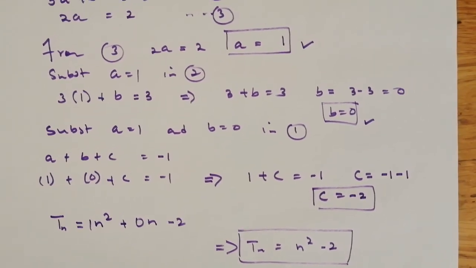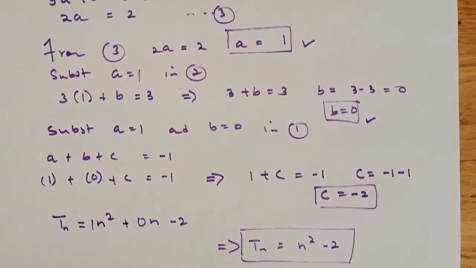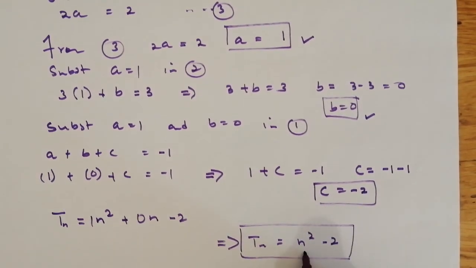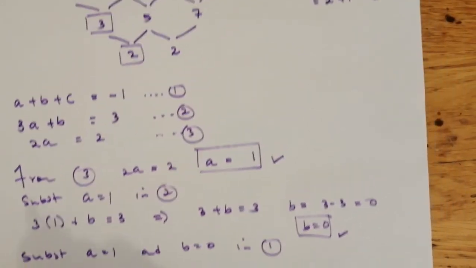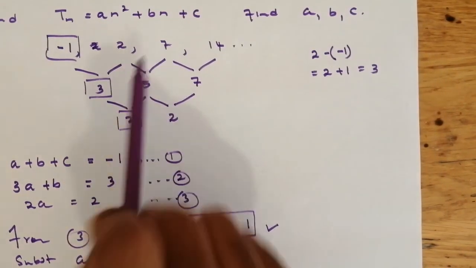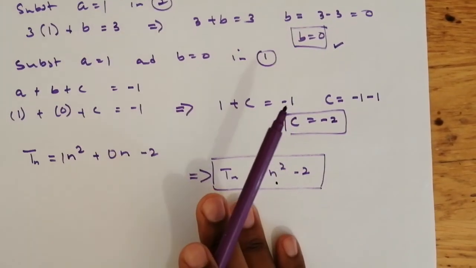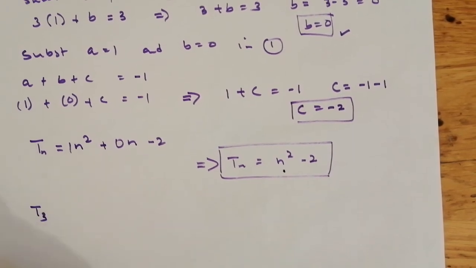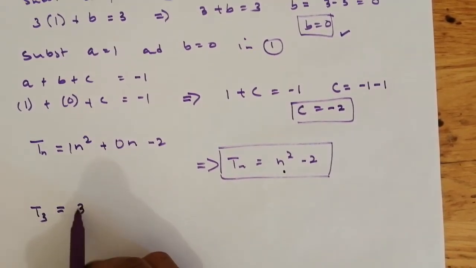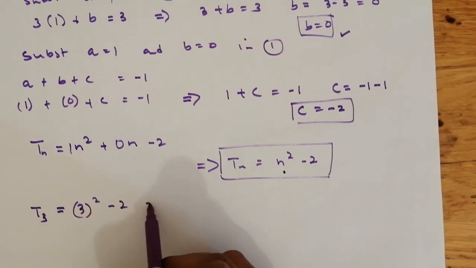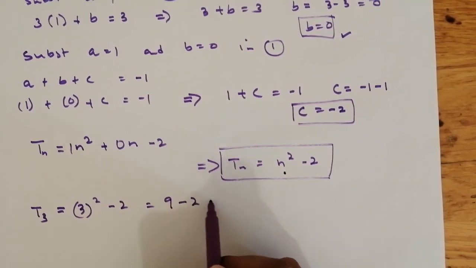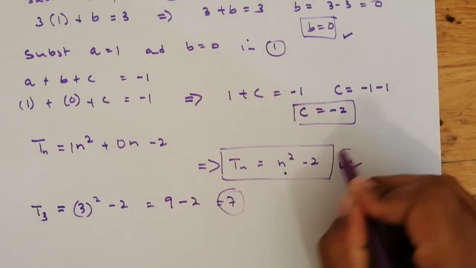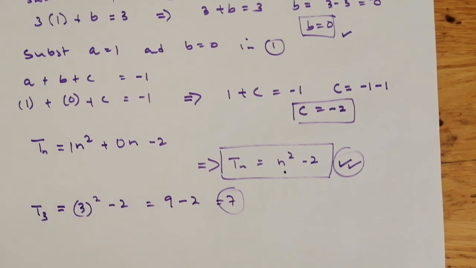You know what I'm saying? Let's say, for example, we wanted to find the third term. We can still use this to find the third term. We know that the third term is equal to 7 right here. So having found this Tn, we can actually find the third term. T3 will be 3 squared minus 2. 3 squared is 9, minus 2 is 7. So we're able to find the third term. Having this, we can find any term in this particular quadratic sequence.